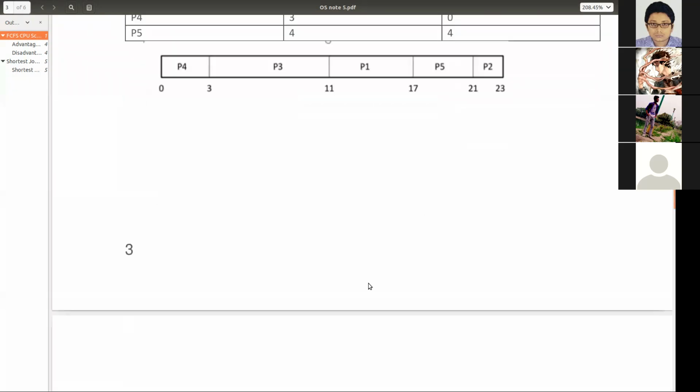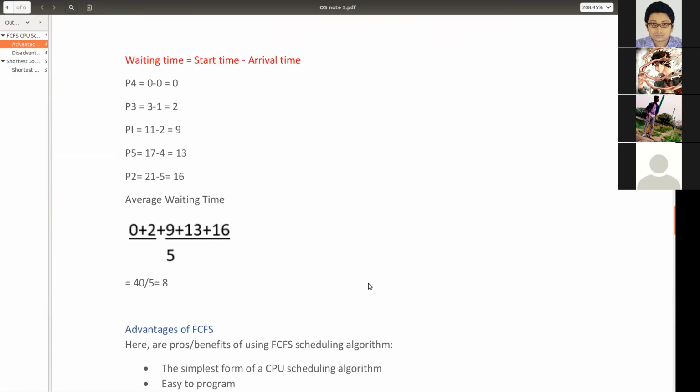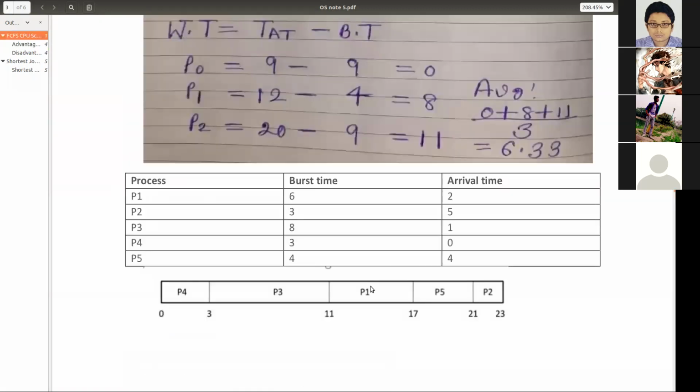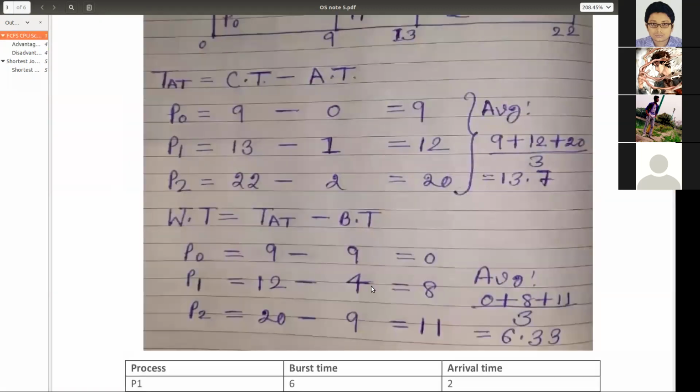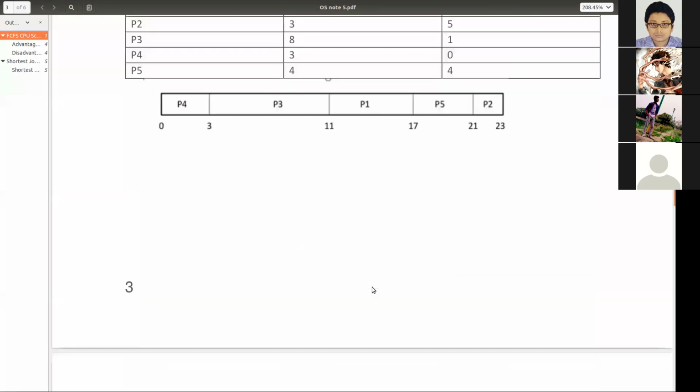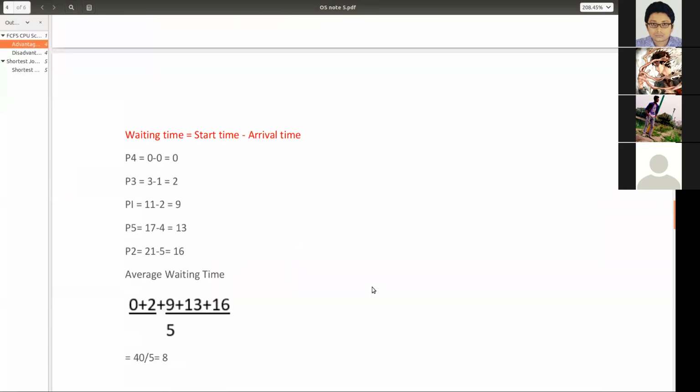Now in the same way you will calculate the waiting time. The formula for waiting time, you know, is turnaround time minus burst time. Another formula for the waiting time could be start time minus arrival time.